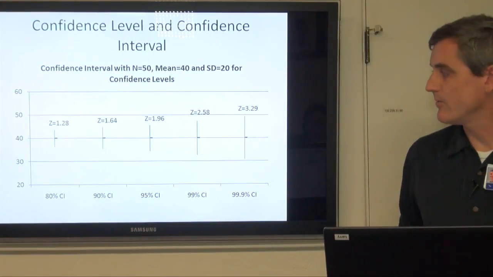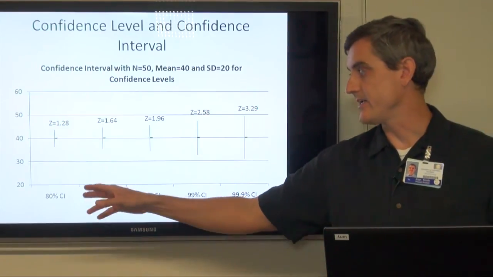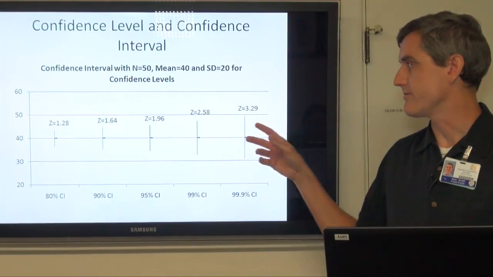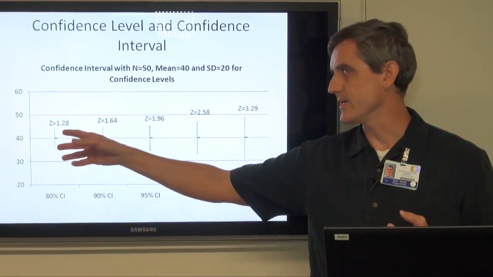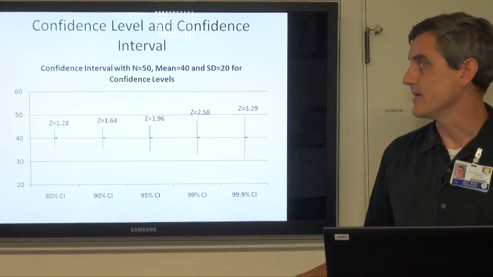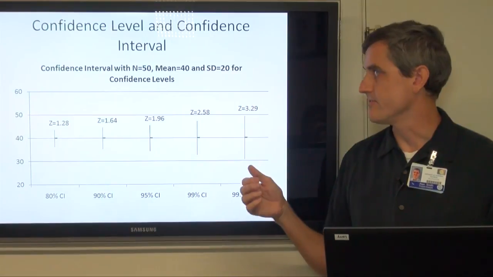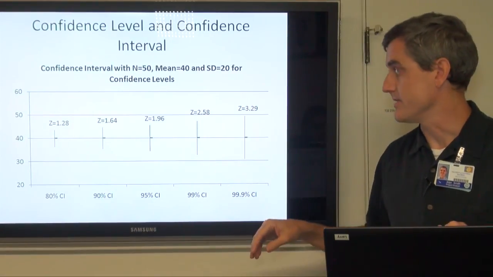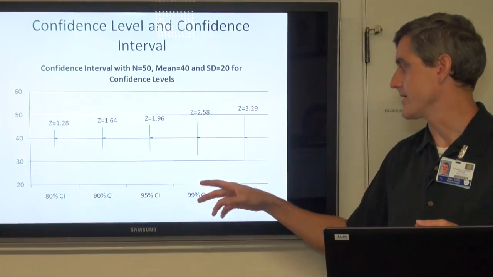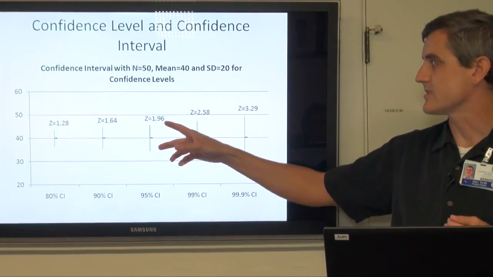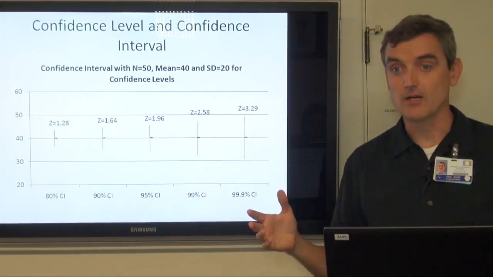And so we can see as we change our level of confidence, the width of the confidence interval changes itself. With an 80% confidence interval, we see a relatively narrow interval. This is with a sample size of 50, mean of 40, and standard deviation of 20. It can be anything. This is just hypothetical data. And as we go up to a 95% confidence interval, you see it getting somewhat wider, and at 99% it's a lot wider.